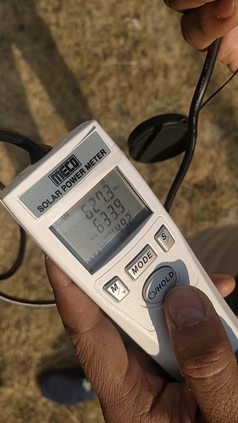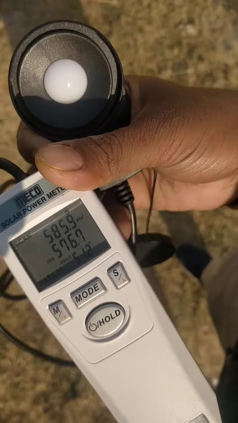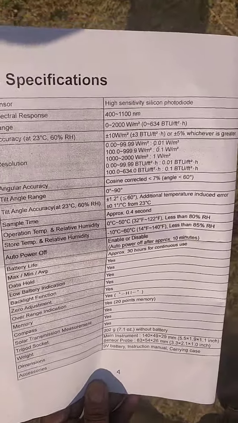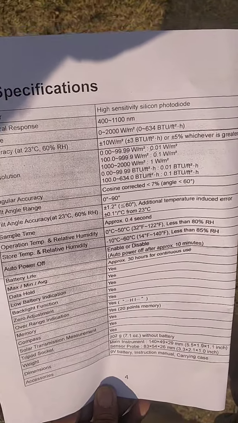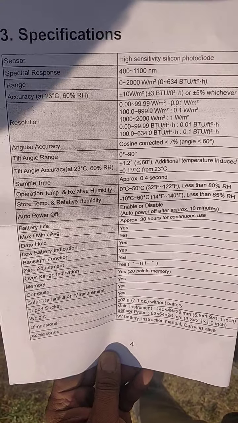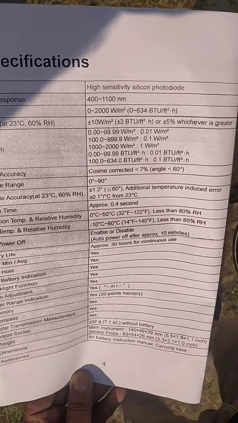And what are the specifications of this device? You can see them in this picture. It ranges from 0 to 2000 watt per meter square, which it can measure, with an accuracy of plus or minus 10 watt per meter square, and the remaining terms which are required during the different operations.